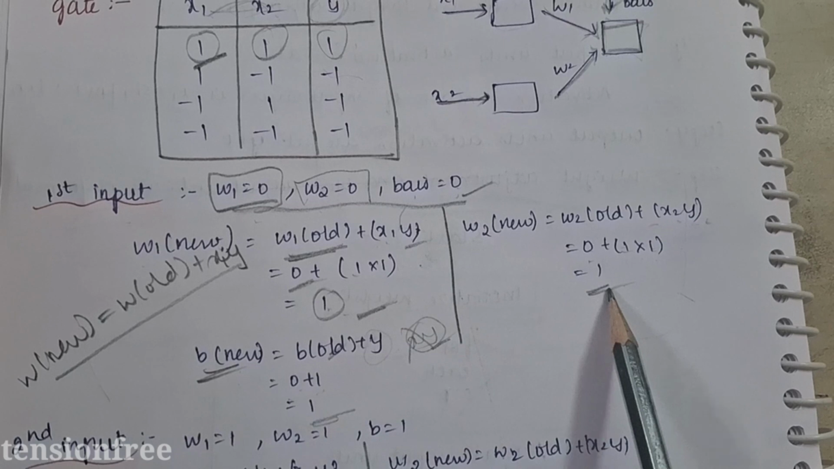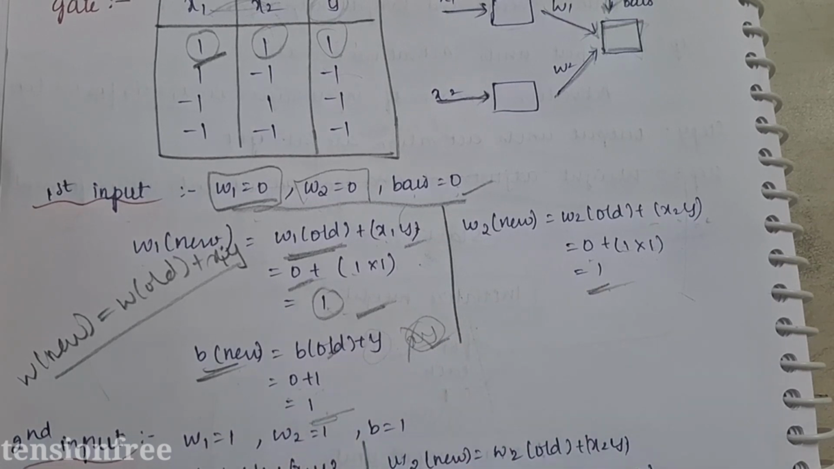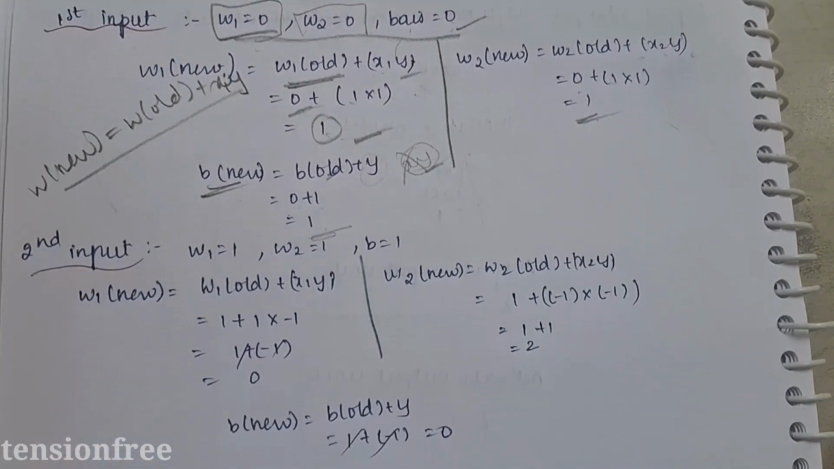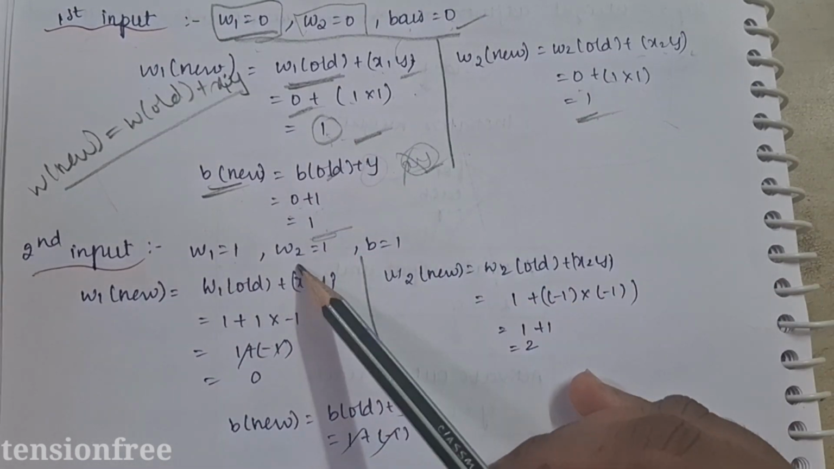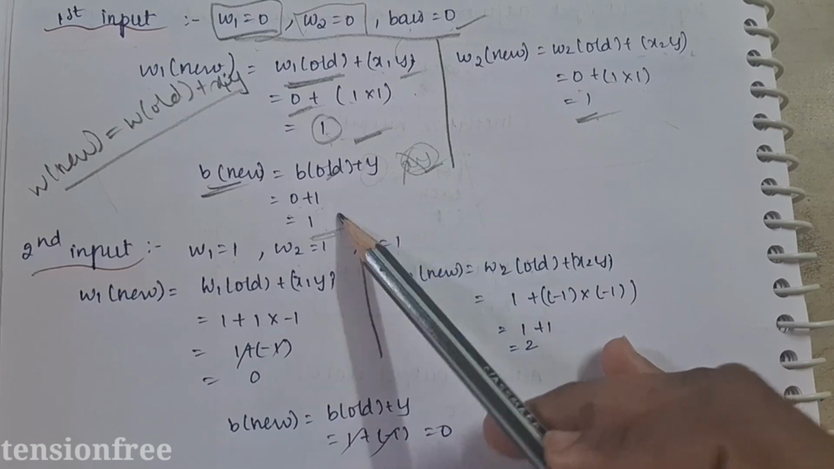So these will be the outputs for the next input. Look at them. What is the W1? In the previous step we got 1. What is the W2? We got 1. And the bias will also be 1.